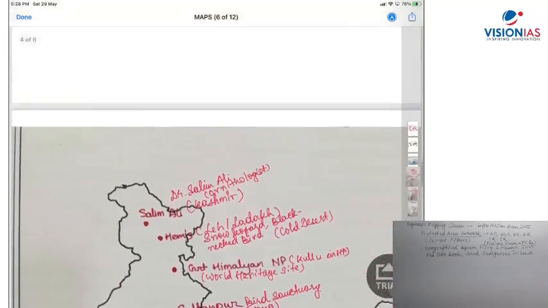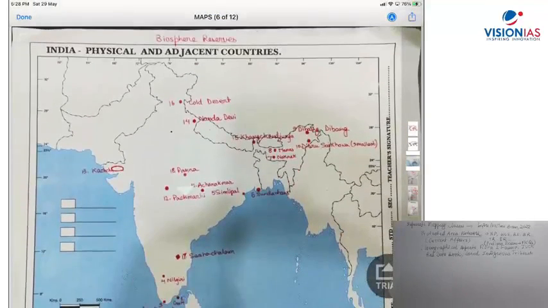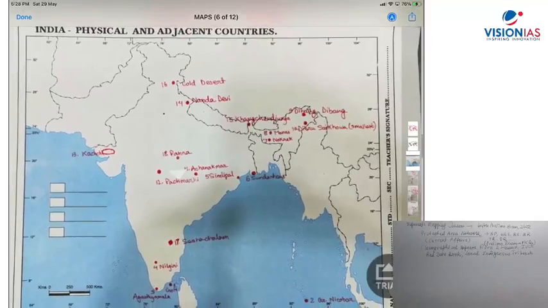You have to always learn to practice through the map. Now this is the biosphere reserve. India has got 18 biosphere reserves. What you see on the map here, you have to connect with this. This is the way you have to practice through the map. Kuno Palpur will be the second home of the Asiatic lion. Satpura Tiger Reserve is in MP.